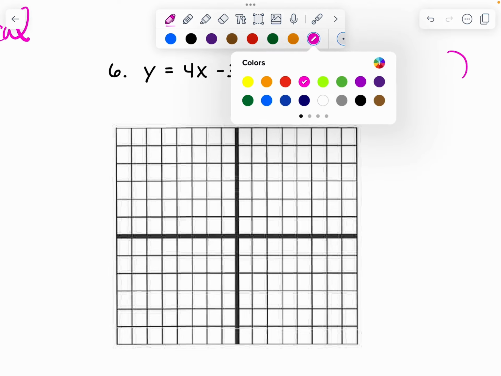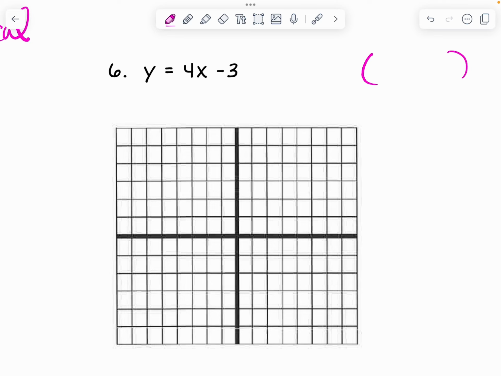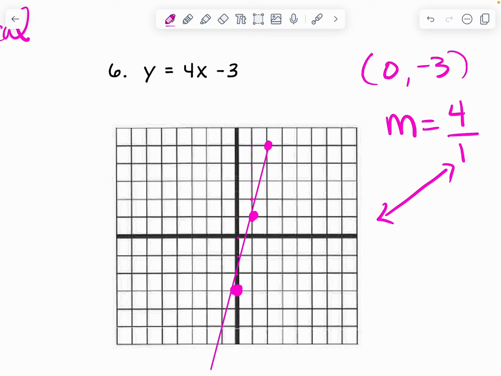Over here, y-intercept, what's the number that stands by itself? Negative 3. So I go down to negative 3, and I plot my point. Slope is the number sitting in front of x, which is 4, or 4 over 1. It is a positive slope. So from the y-intercept, I go up 4. 1, 2, 3, 4, and I go to the right 1. And I draw a line, and voila.